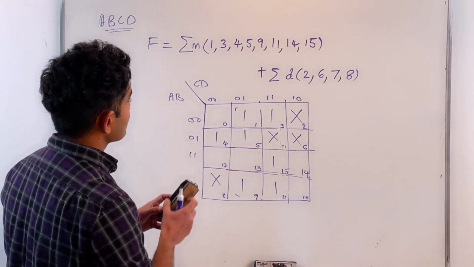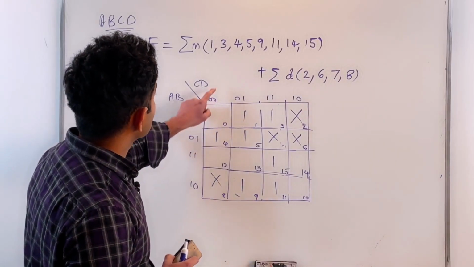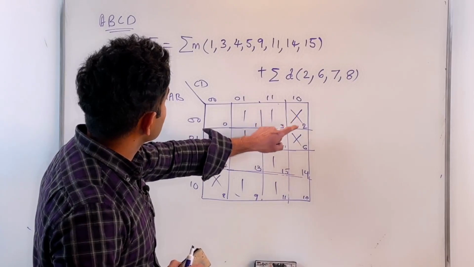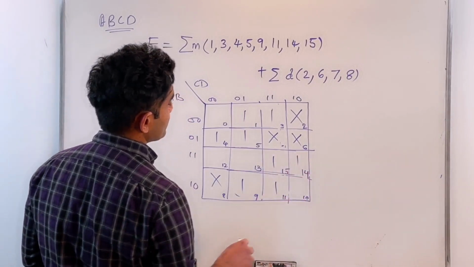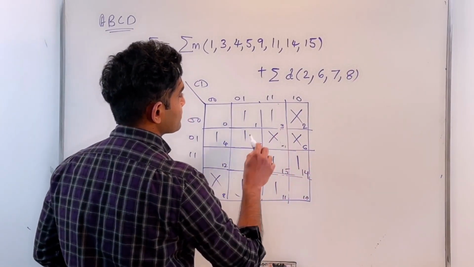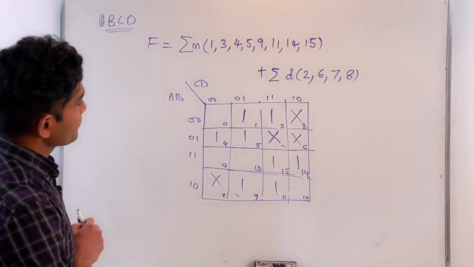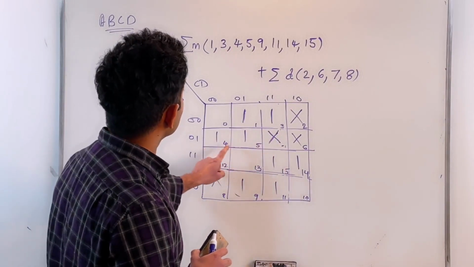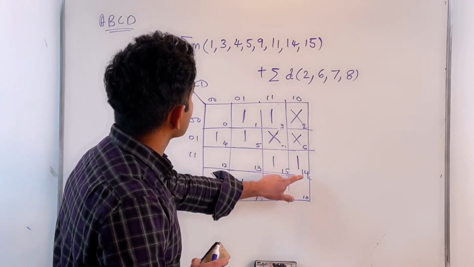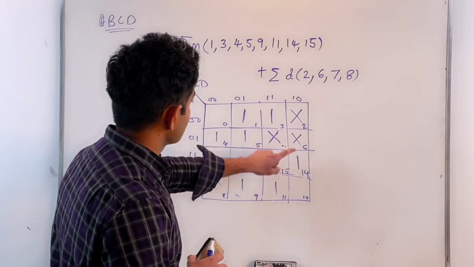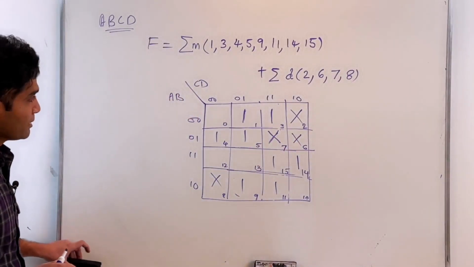Okay, so let me make sure that the ones are placed correctly. I have 0, 1. You're missing 14. Okay, missing the 14. Yeah, 14. There you go. Is that all? So I have 1, 3, 4, 5, 9, 11, 14, 15. That's good. And then 2, 6, 7, 8. 2, 6. That's going to be 7, 8. Perfect. Now this is correct.